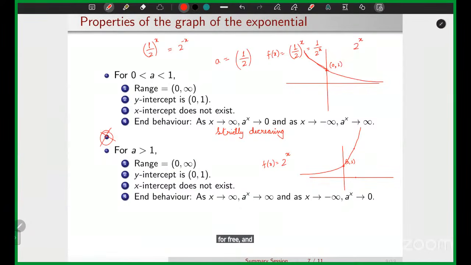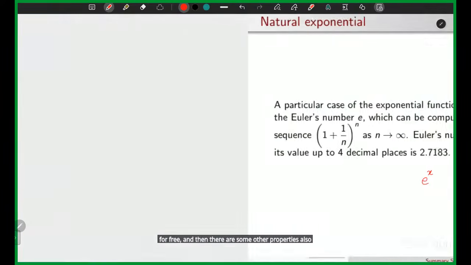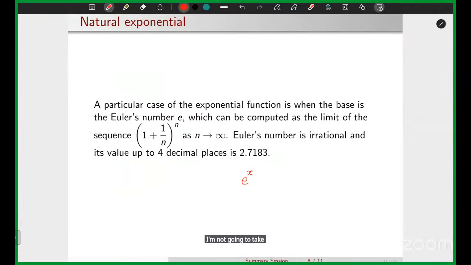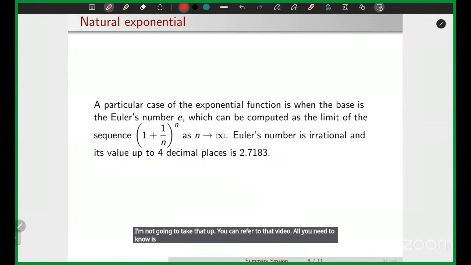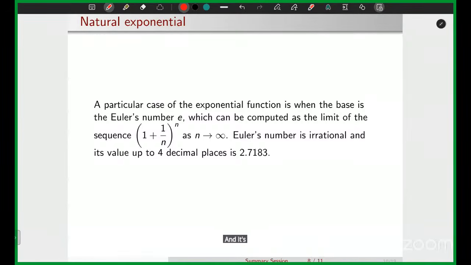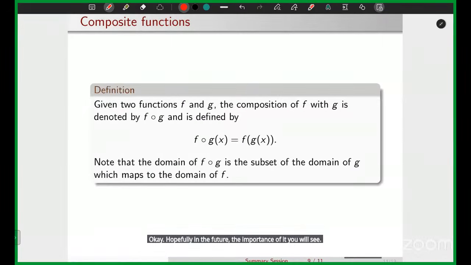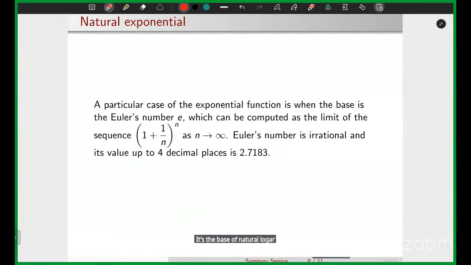And then there are some other properties also, like area under the graph and all that, which the prof has discussed. I'm not going to take that up. You can refer to that video. All you need to know is it's an irrational number, and it's called Euler's number. It is denoted by e. Hopefully in the future, you will see its importance. It's the base of natural logarithms also.